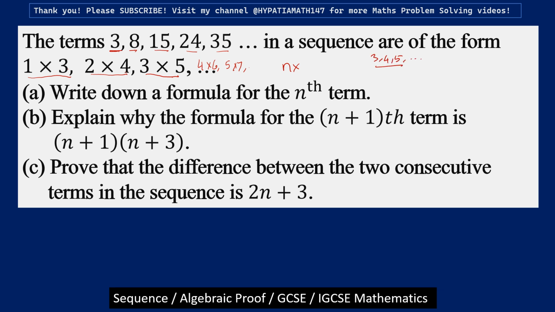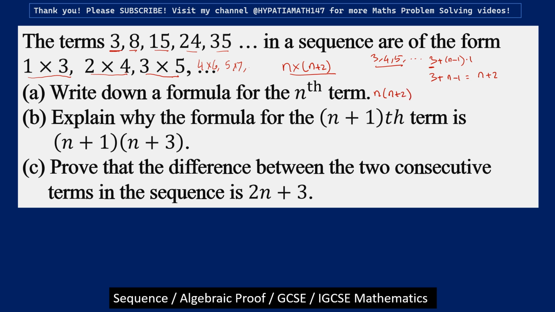So the sequence 3, 4, 5 can be written as 3 plus n minus 1 times the common difference. The first term is 3 and the common difference is 1. So that would be 3 plus n minus 1, which is n plus 2. So it's n times n plus 2. So the formula for the nth term would be n times n plus 2.